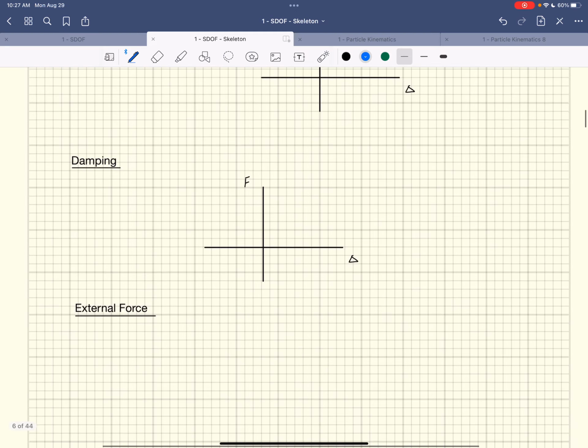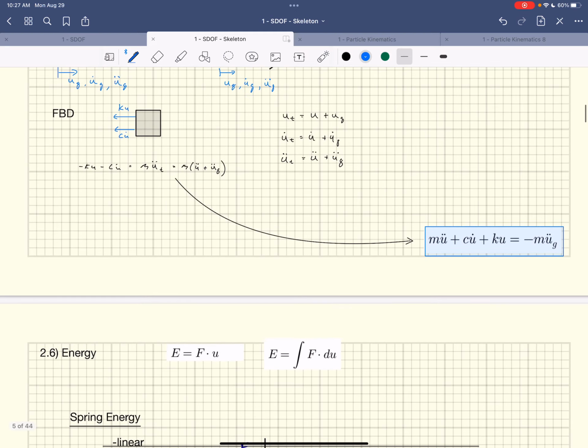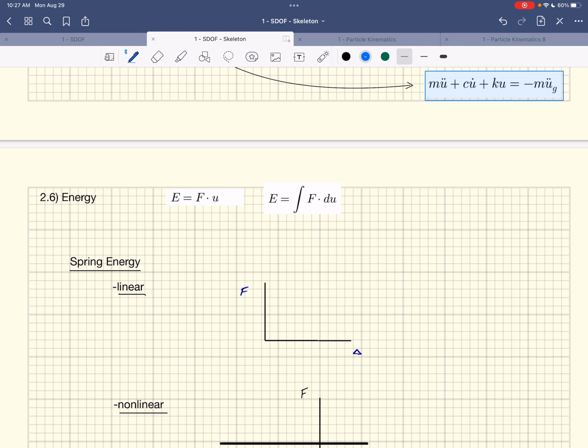Yep, we'll go down into solving. We might get that today. But the last topic to discuss is energy. Again, energy, very key in all this. How do we deal with energy with all this? So energy, force times displacement, that's how we define it.